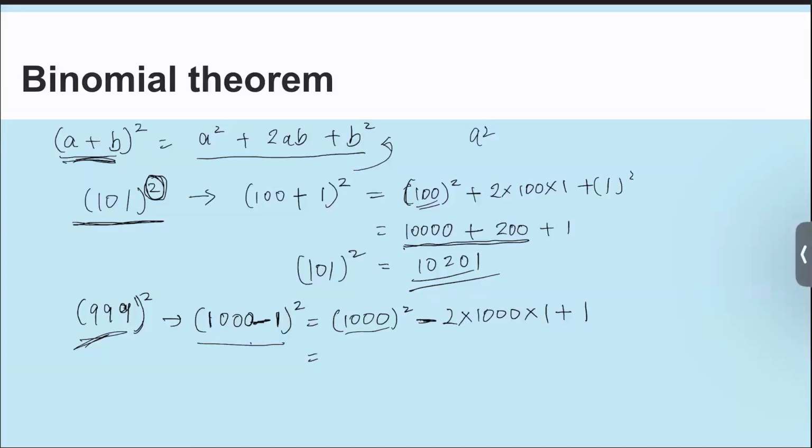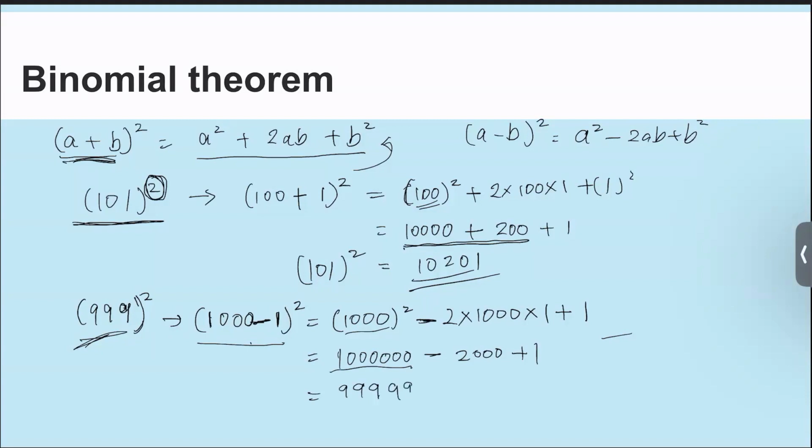So if you have (a minus b) the whole square, it comes down to a squared minus 2ab plus b squared. This is what we have already done the expansion of. What you get is obviously a very large number over here, then you have minus 2000 plus 1. If you use a calculator, or try to calculate easily, you will get this as 998001.